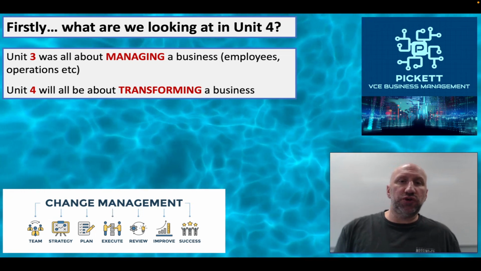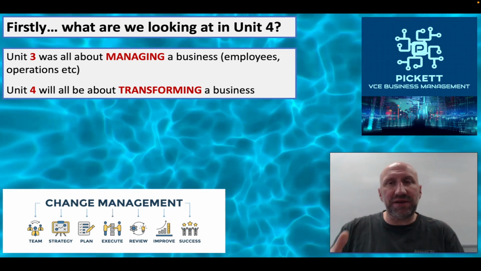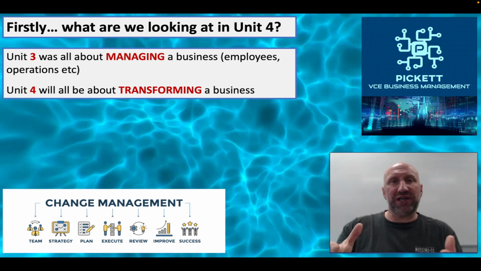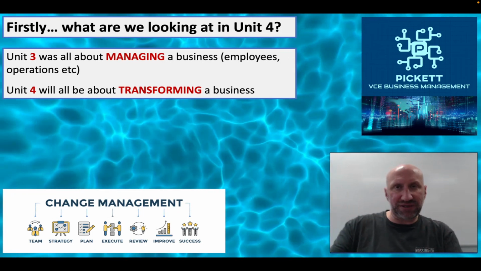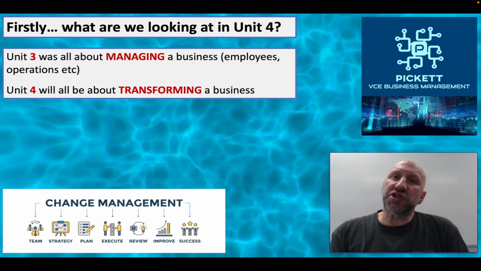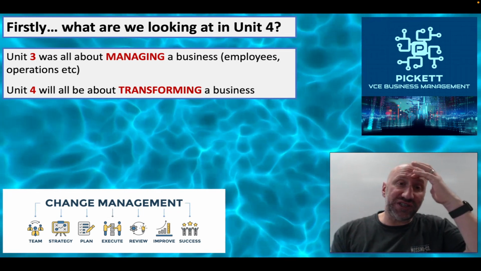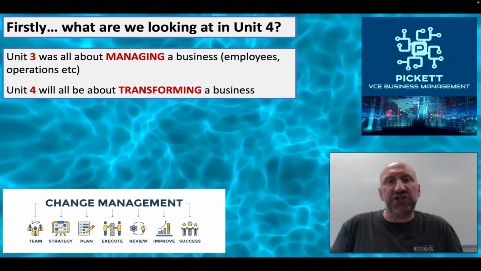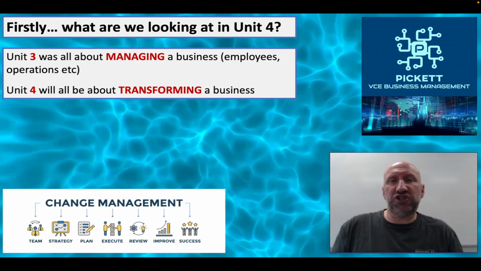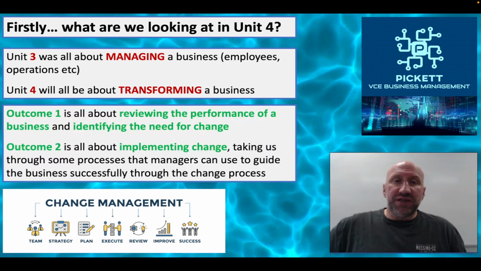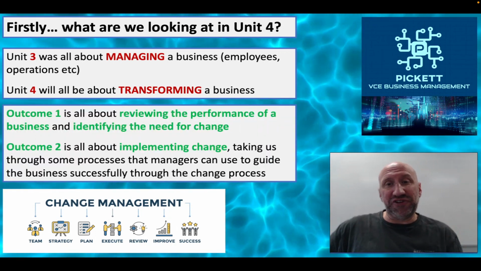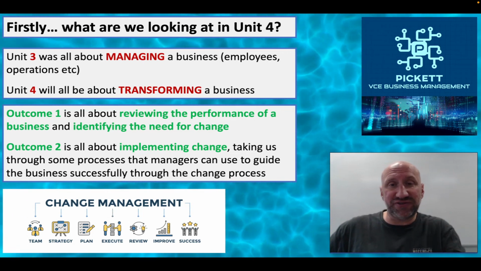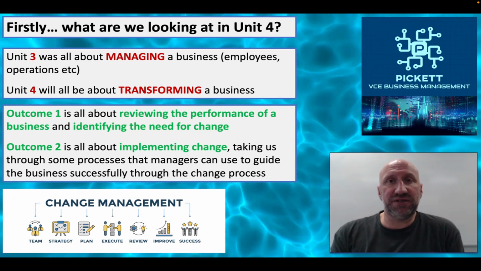Then we went on to managing employees and then managing operations. So really the focus of Unit 3 was about actually managing a business, so employees and then the operations function. So Unit 4, like I said, the focus changes and it's all about transforming a business, transforming meaning changing effectively. Okay, so this is all about change management. So outcome 1 is about reviewing the performance of a business and identifying the need for change or the need for that transformation. So that's what we're going to be doing in the next few weeks.